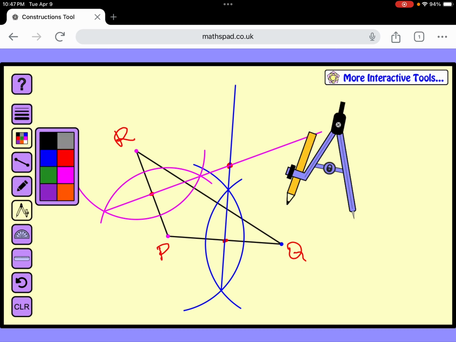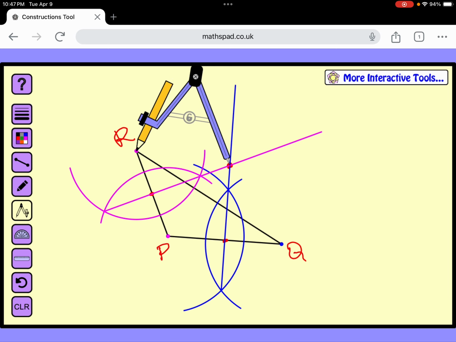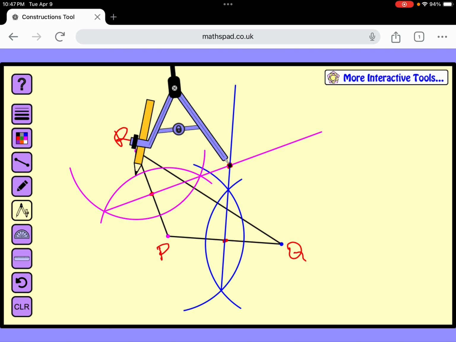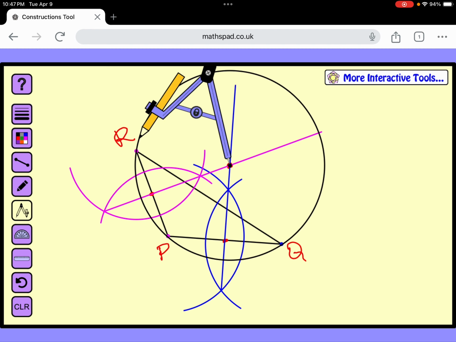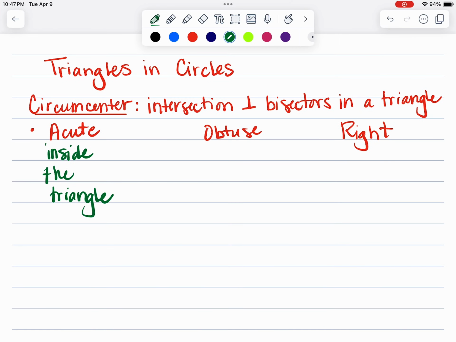I'm going to grab my compass and see if it's going to be nice to me again. I'm going to put my point on that intersection, put my pencil on one of my points, and there we go. So you can see that if it's an obtuse triangle, we can still circumscribe it, right? R, P, and Q all lie on the circle, but this time the circumcenter lies outside of the triangle. So that's the next thing we're going to write down: if it's obtuse, then the circumcenter is outside the triangle.